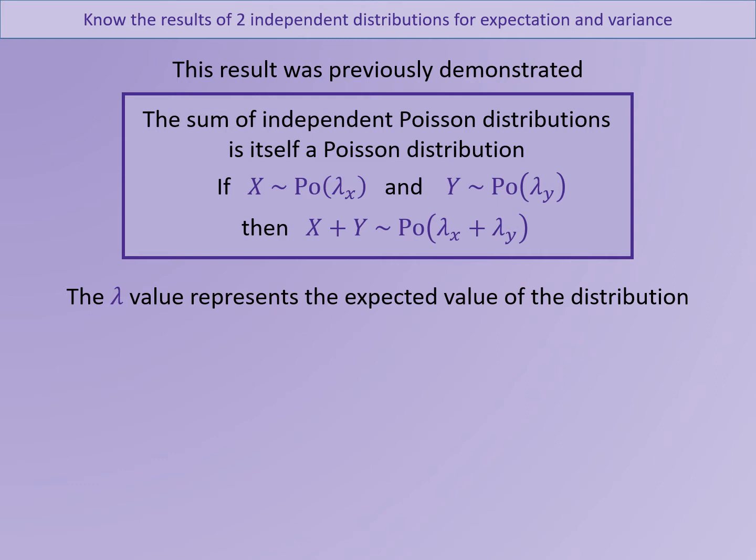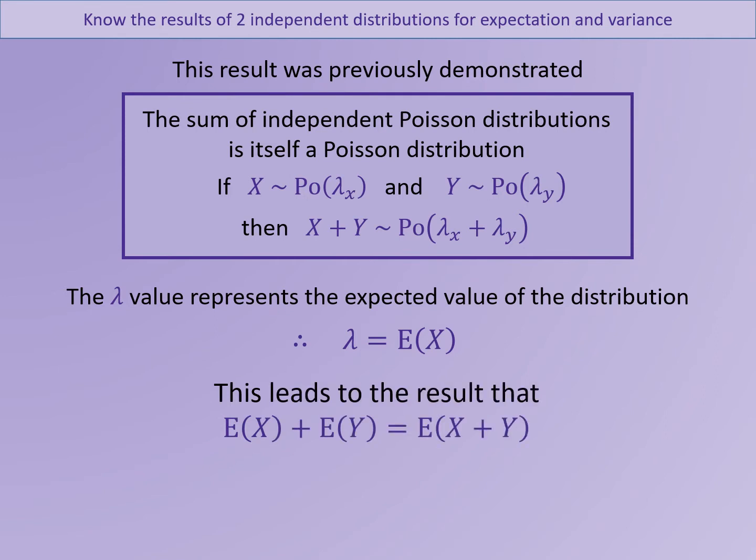In this case, the lambda value represents the expected value of the distribution. So from this we can conclude that if lambda is the expected value of X, then the expected value of X plus the expected value of Y is the expected value of X plus Y.